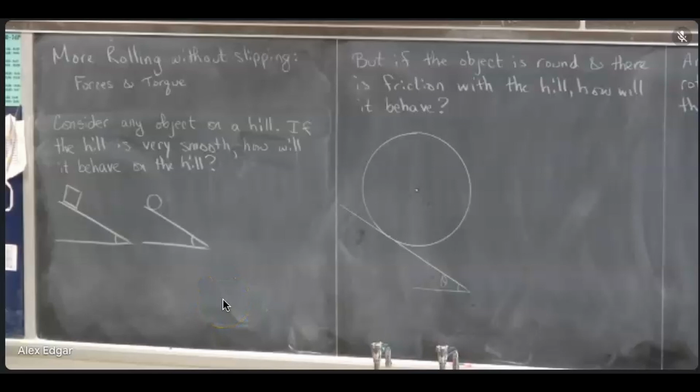Let's look at more rolling without slipping. This time, let's analyze the motion by looking at forces and torque on an object. And let's start by considering any object on a hill. If the hill is very smooth, how will that object behave on the hill?